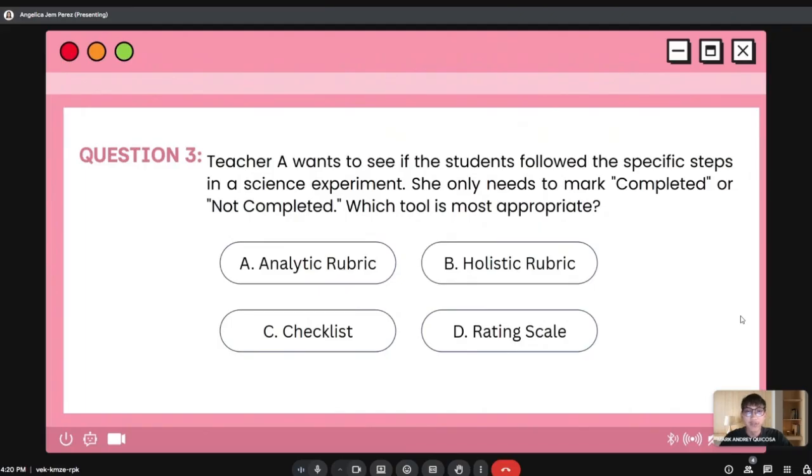So, what's the correct answer? It is letter B, holistic rubric. Why? Because a single overall score based on a general impression defines a holistic rubric. That's for question number 3. Now let's proceed with question number 4.